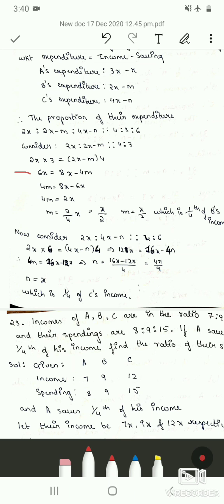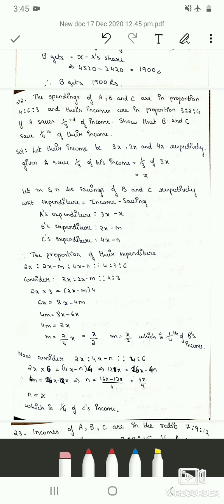So 2x into 3 is 6x, which is equal to 2x into 4, which is 8x minus 4m. Therefore 4m is equal to 8x minus 6x, and 4m is equal to 2x. Therefore m is equal to 2x/4, or m is equal to x/2. So m is equal to x/2, which is nothing but 1/4 of B's income.